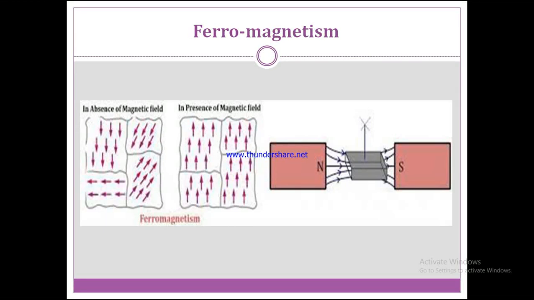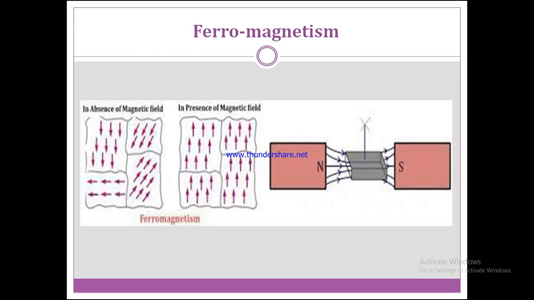Hello everyone. In this session, we are going to discuss the ferromagnetism concept. As we know, if the dipole moments in a material line themselves up parallel to each other, then the material is known as ferromagnetic material. Ferromagnetic materials have a strong interatomic interaction, due to which they exhibit an ordered magnetism.